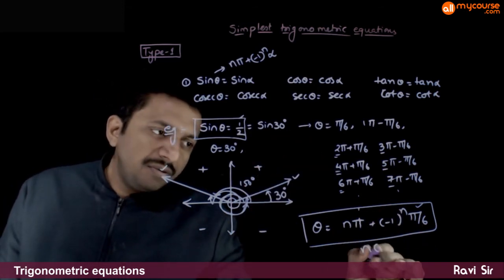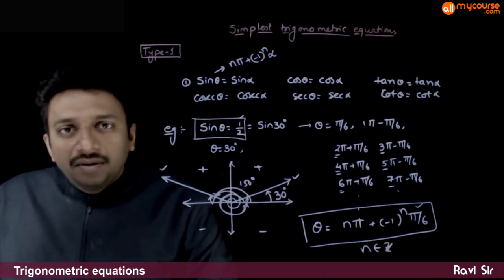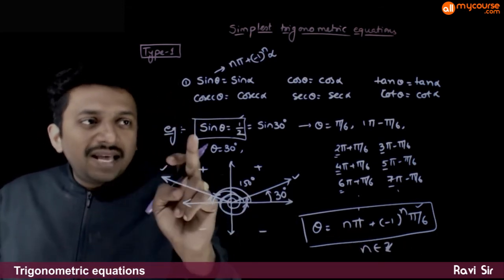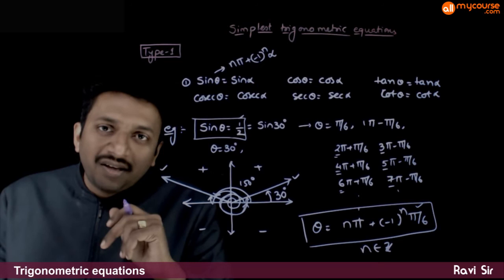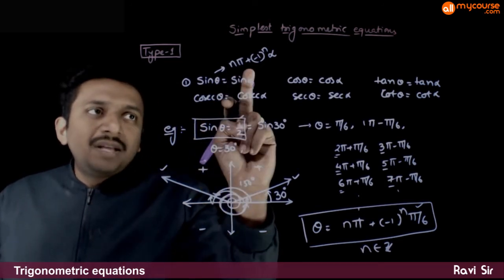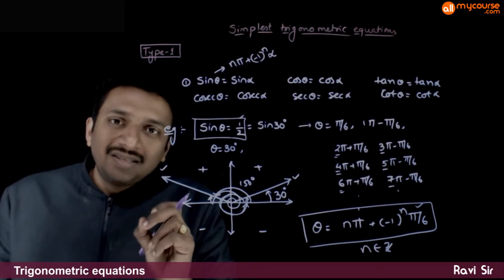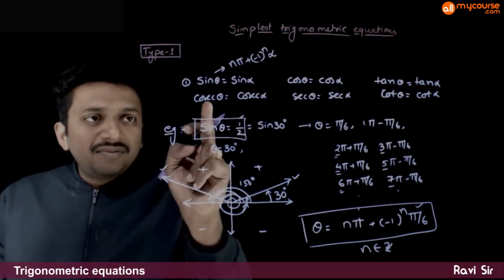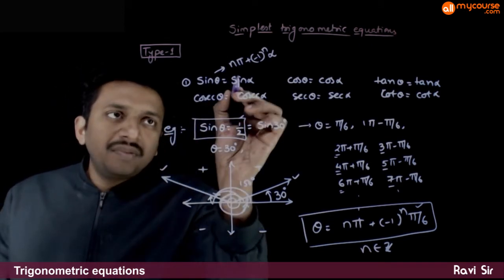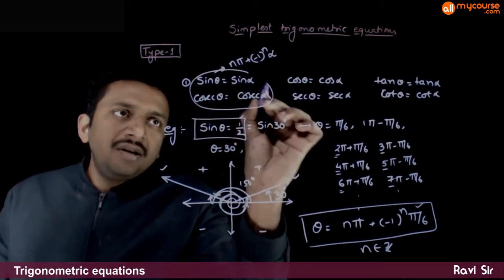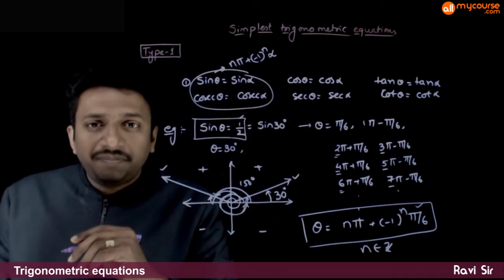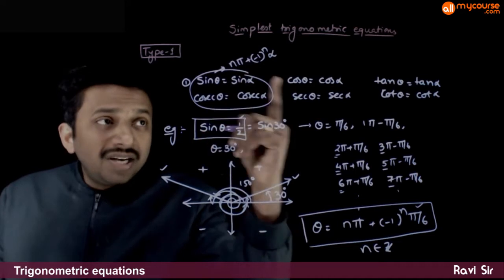So n belongs to integers. The general solution for sin theta is equal to sin alpha is nothing but n pi plus minus 1 whole power n into alpha. That's the pattern for sin theta is equal to sin alpha. And the same works for cosecant theta is equal to cosecant alpha, because the quadrant diagram for both these ratios looks the same. But this solution does not work for this.